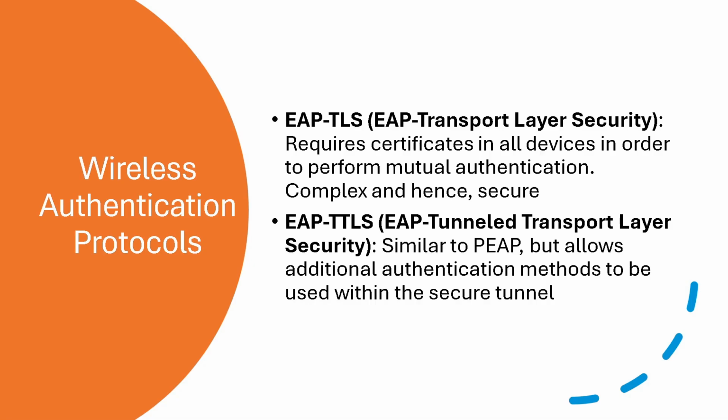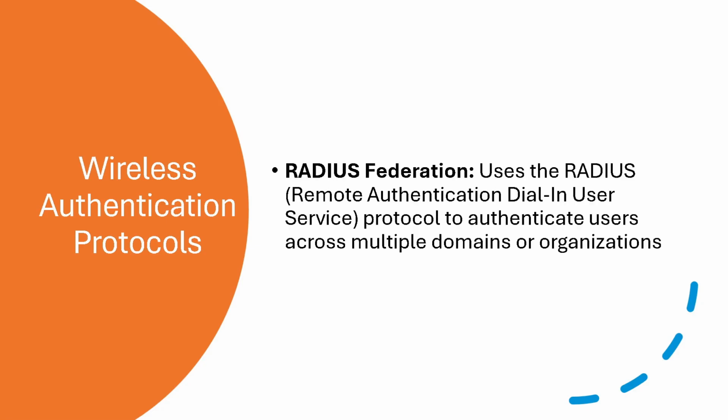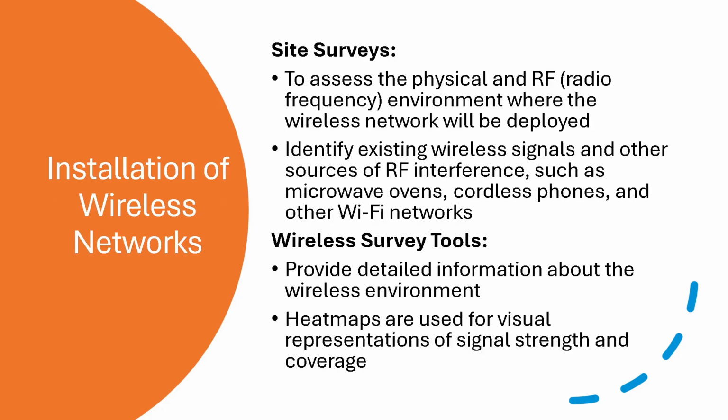EAP-TTLS, or EAP Tunneled TLS, is similar to PEAP but allows additional authentication methods to be used within the secure tunnel. RADIUS Federation uses the RADIUS protocol to authenticate users across multiple domains or organizations, which means that an employee working in one location can access the data from all locations of the organization.